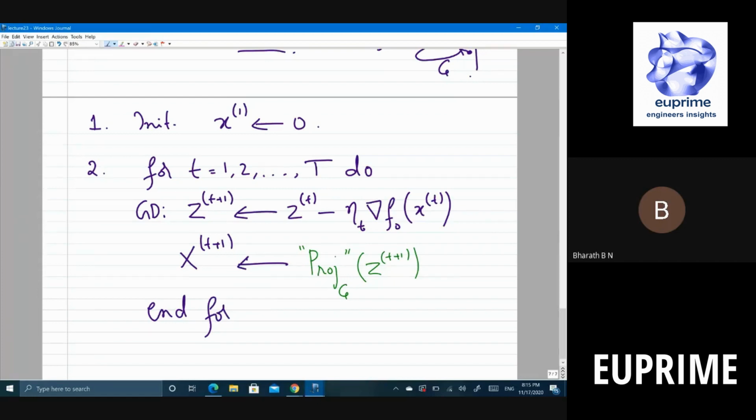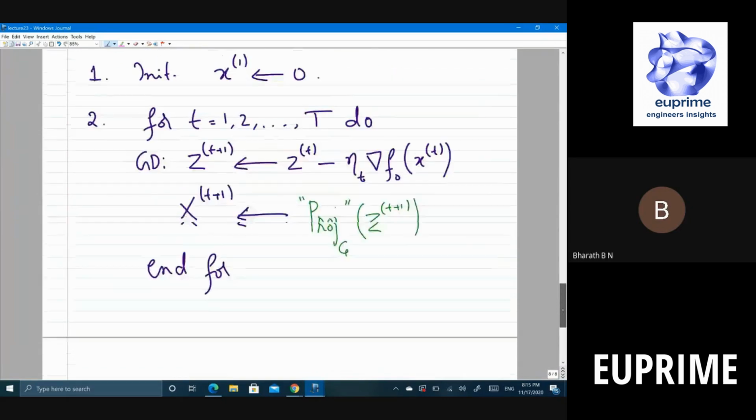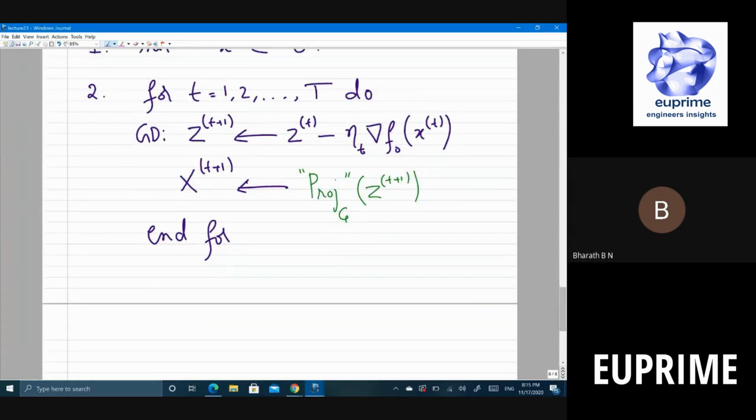So keep looping this, right? The moment you go out of the land, you just project onto the land and keep doing that until some point capital T. Now, what is it that you will return? You can either return x capital T, or again the same thing we'll do, right? So the average, and then you can also do.